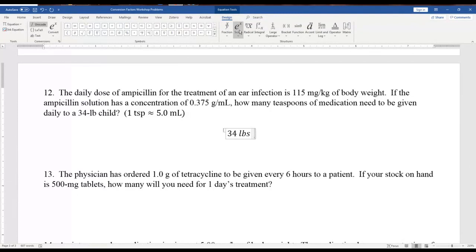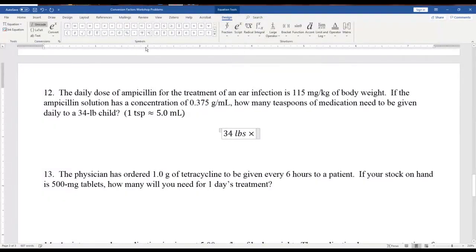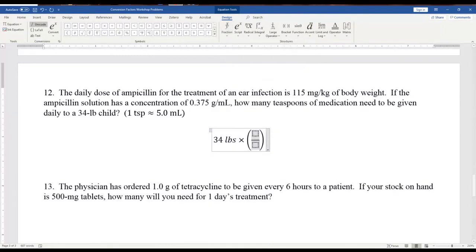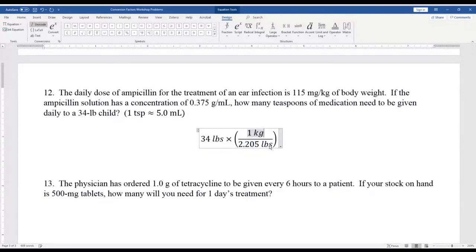All right, so if we do start with 34 pounds, what do we do? What goes on the bottom? Yes, you need to convert that to kilograms. Exactly. And you would let me guess, 1 kilogram is equal to 2.205 pounds. Ah, yes, absolutely. So 2.205 pounds is equal to 1 kilogram. That's very good.